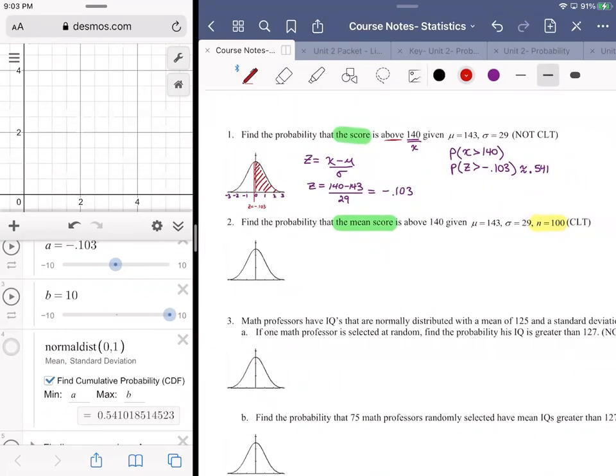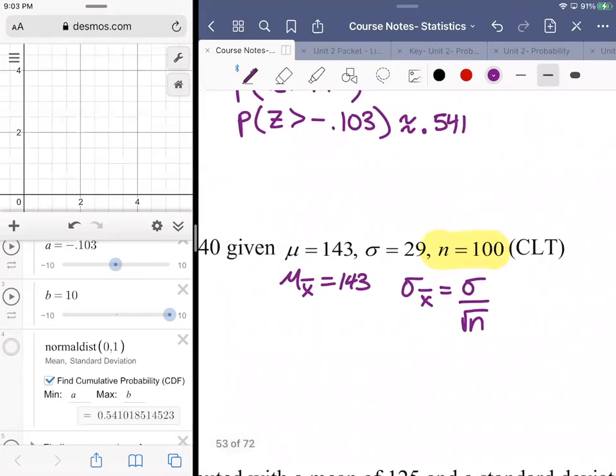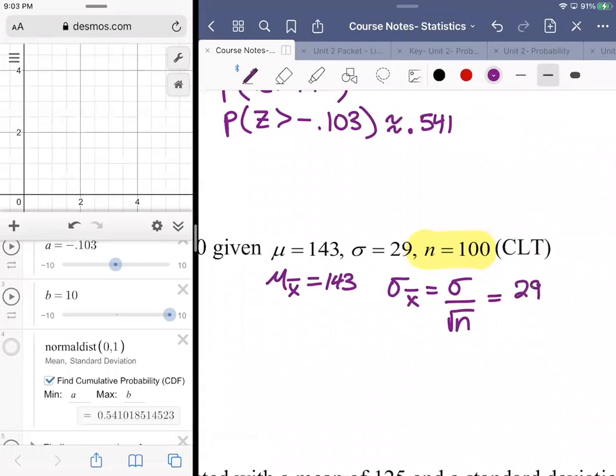About 0.541. Now, in number 2, it's saying find the probability that the mean score is above 140, given all this stuff, right? So because of all that other information, we now know that it's a central limit theorem problem, which means that I need not mu, but mu sub x bar, but it turns out that it's 143 anyway. Not sigma, but sigma sub x bar, which is sigma over root n, which in this case is 29 over root 100, so 2.9.